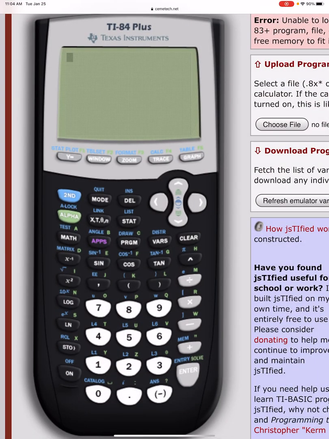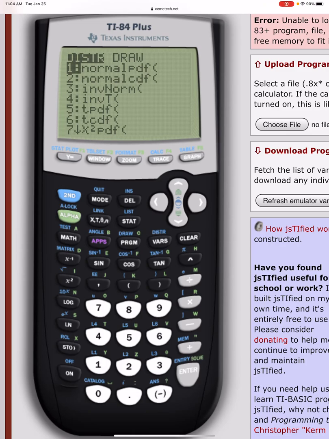Now, anytime you want to find areas involving normal distributions, you're going to hit the second key and then the vars key. That brings up the distributions menu. And again, there's a lot of different things here. We're going to use most of them. Right now, though, we're going to use normal CDF. I do want to caution you, do not use normal PDF for this, the top choice. In fact, we will never use normal PDF in here.